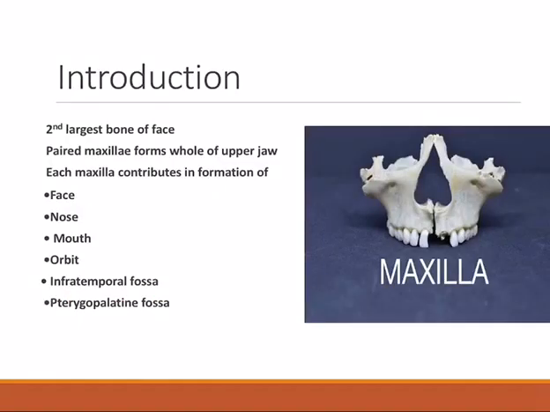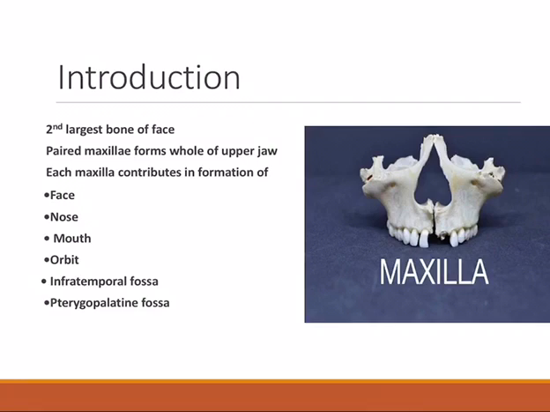First of all, we need to know what maxilla is. The maxilla is the upper fixed bone of the jaw formed from the fusion of two maxillary bones. It is the second largest bone of the face. The paired maxilla forms the whole of the upper jaw. Each maxilla contributes to the formation of the face, nose, mouth, orbit, infratemporal fossa and pterygopalatine fossa.